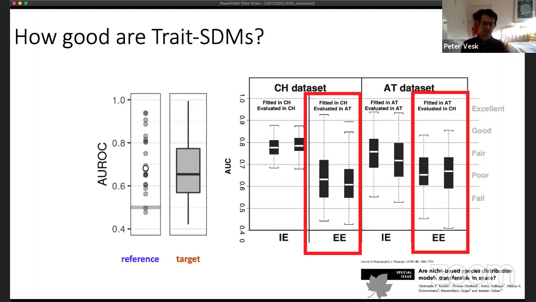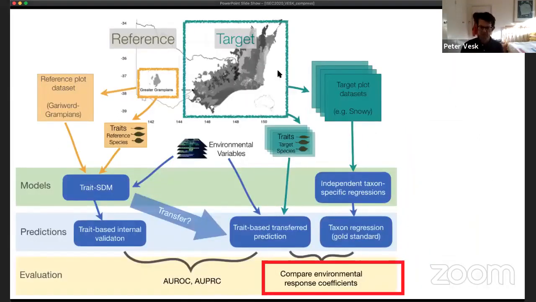I bet a bunch of you are saying, but I wouldn't be using area under the ROC curve. Hold that thought. Let's return to our schematic. We would want our models to be predicting presence and absence for the right reason. So here we take our plot data sets that we can evaluate with. Let's say we fitted independent species or taxon-specific regressions to each of the species in each of the regions, took the regression coefficients from those, and then compared them with the trait-based regression predictions, okay? So that we're comparing the environmental response, thinking of these taxon regressions as gold standards.